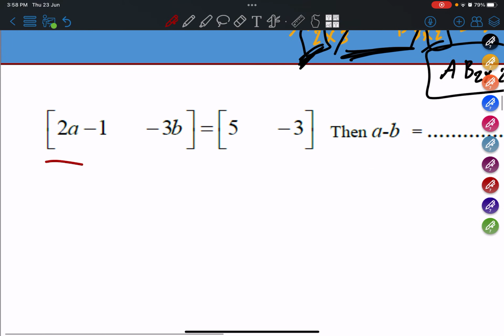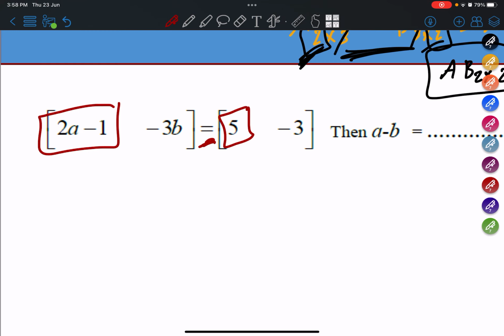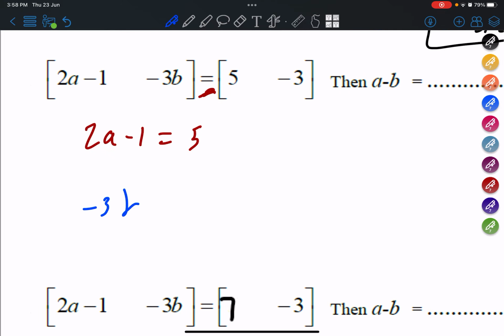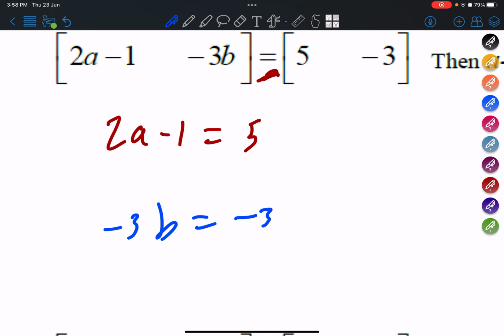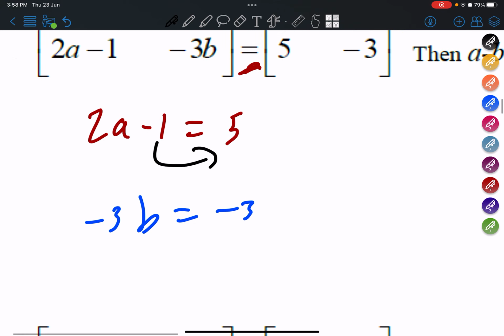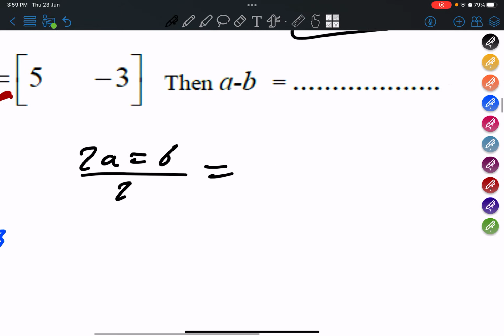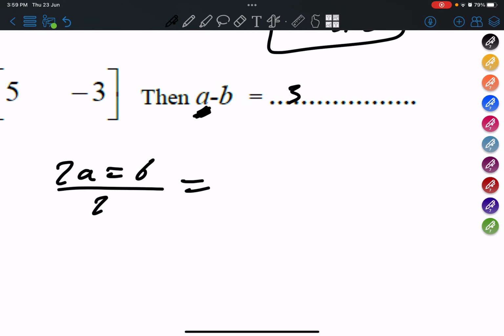Okay, so in this question, they're telling us that the first element is equal to the second element according to this sign, and the second element in the first matrix equals the second element in the second matrix, which means that we can form an equation: 2a minus 1 should equal 5, and the second equation is negative 3b should equal negative 3. Okay, so we can get the value of a by putting negative 1 on the other side, which will make 2a equal to 6. Divide by 2, which means that a is equal to 3. So we got the first one, which is 3.